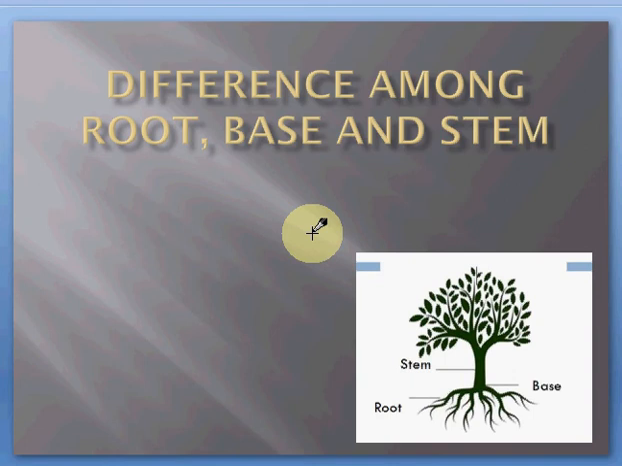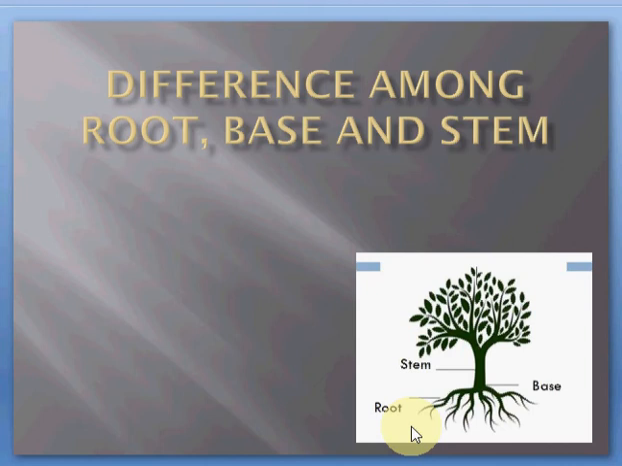Today I have brought another interesting topic to be discussed, that is the difference among root, base and stem. You can see here that I have pasted a picture of a tree, and I have also written different terms of morphology, that is root at the first level, then base and stem. One thing should be clear at this point, that basically here we are going to talk about morphemes, and we will see how new words are created.